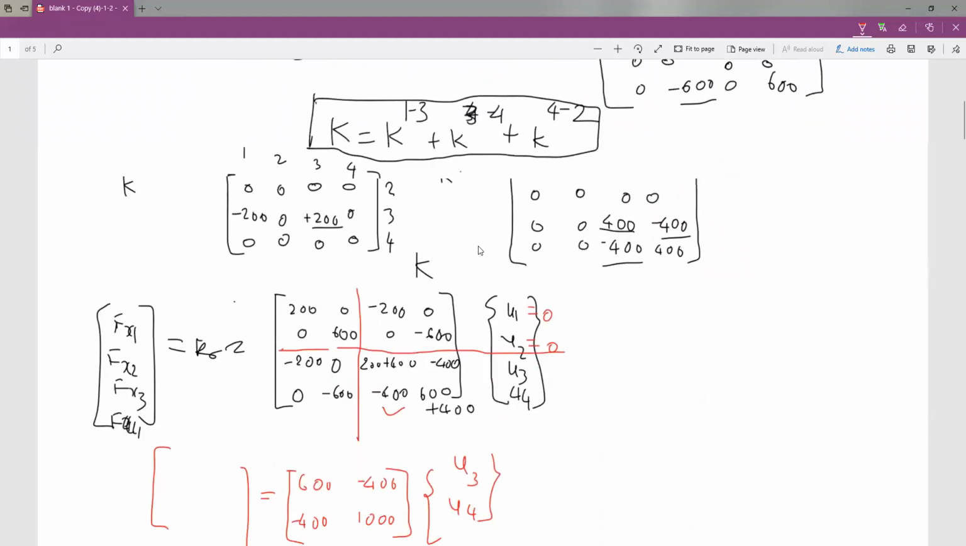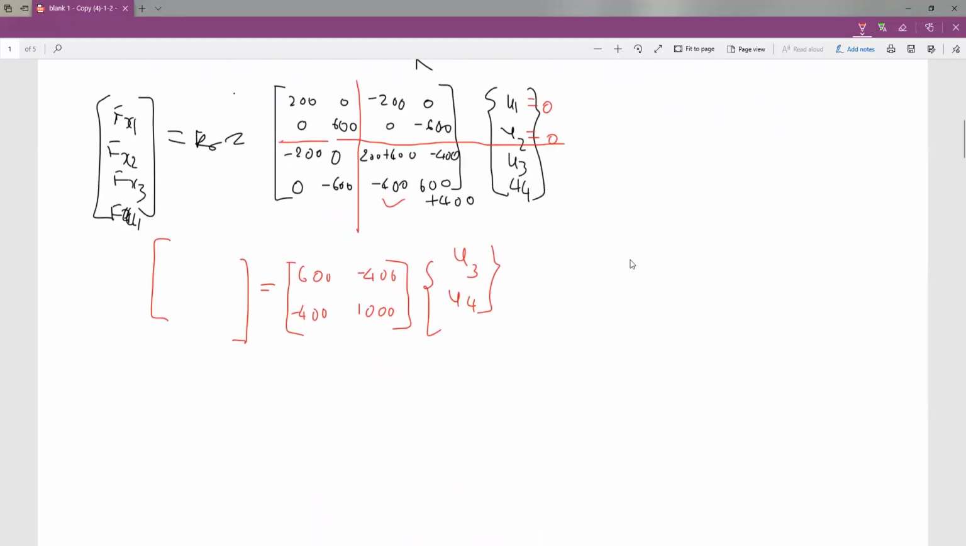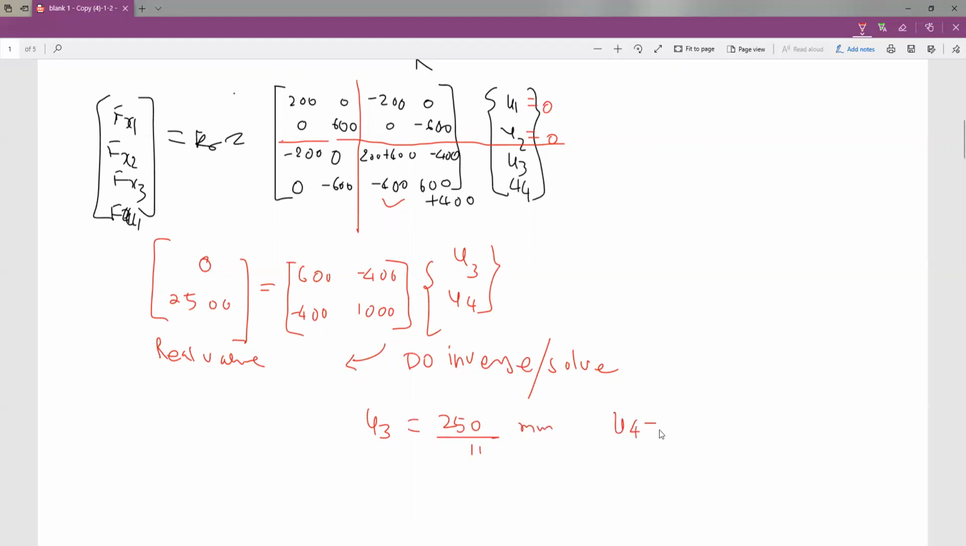So 25 kilonewton, we will write it in Newton. It will be 0, 2500. We can write this way. These are the actual real values. And when you invert, or solve, we get U3 is equal to 250 by 11 mm and U4 is equal to 375 divided by 11 mm.